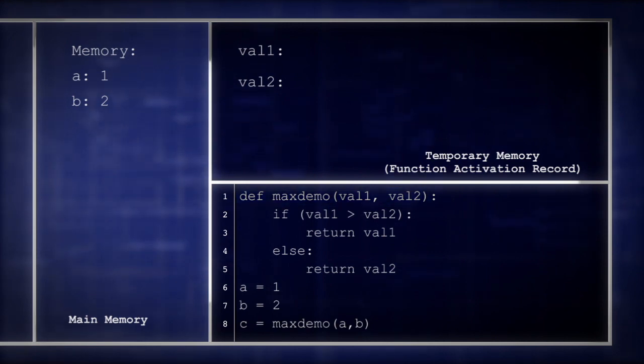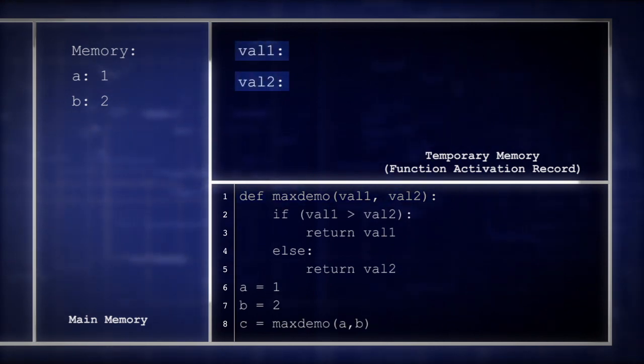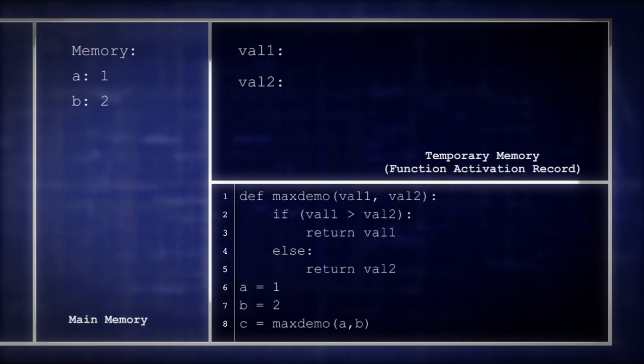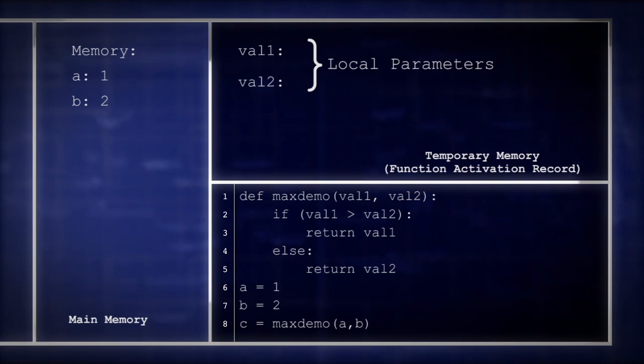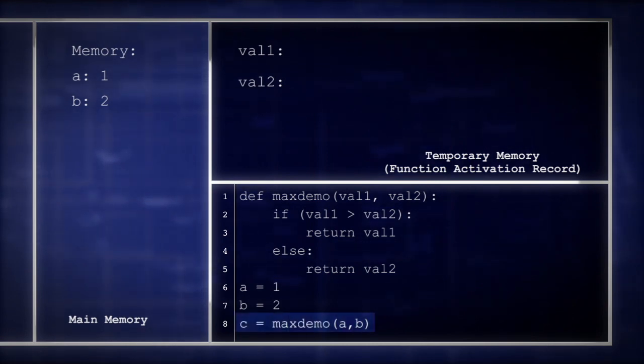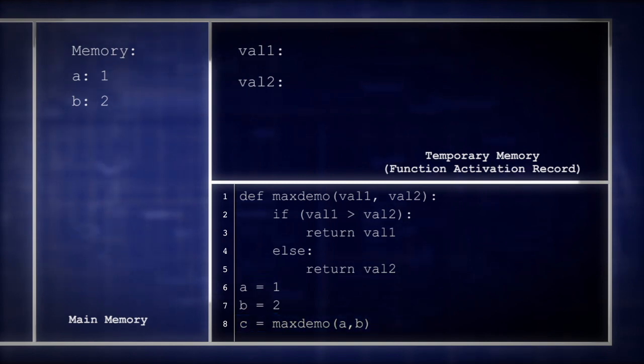As far as that area of memory is concerned, these variables are named according to the parameters in the function, not according to the names they originally had. These parameters inside the function are sometimes named the local parameters to distinguish them from the parameters on the caller's side, that is, the ones that are listed in the main program. So, when the line c equals max(a, b) is called, the values of the parameters on the caller's side are copied into new memory locations, the local parameters. In this case, the value of a, which is 1, is copied into val1, and the value of b, which is 2, is copied into val2.